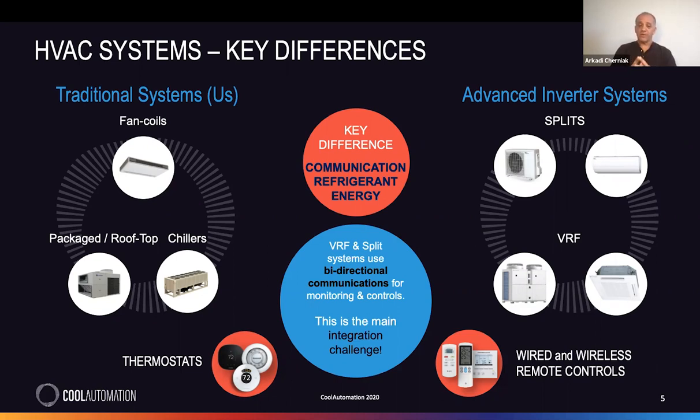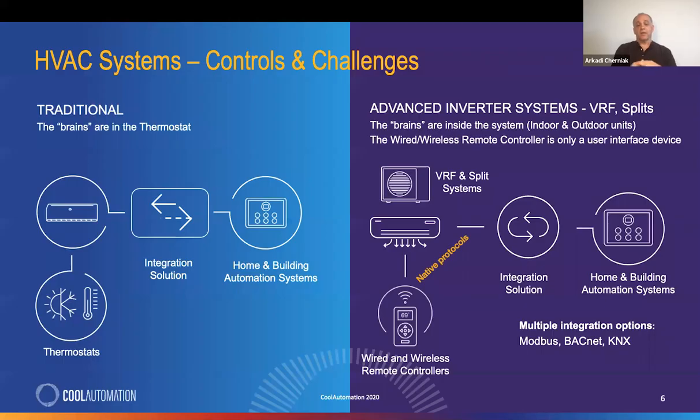But when we talk about integrations, the main difference is when you need to communicate with these systems. And these systems do communicate bidirectionally, like you expect nowadays modern systems fitted with computers to communicate with your automation systems. And that is the challenge. Specifically, the challenge lies exactly in the difference between how to control these systems.